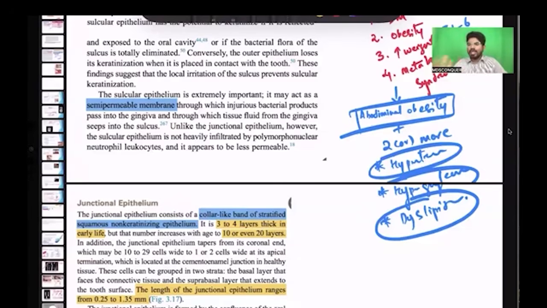And what is the common feature seen between periodontitis and metabolic syndrome? Both of them have a high inflammatory response and both of them have high oxidative stress. Clear?